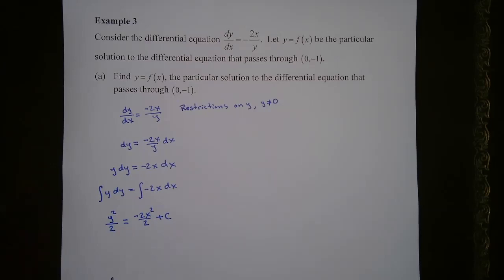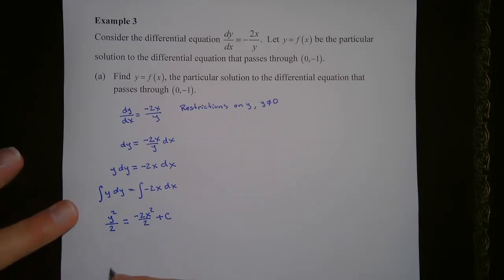Okay, what I'm going to do next is clear out my fractions. So I'm going to multiply both sides of this by 2. If I multiply this side by 2, I'm going to get y squared is equal to, and if I multiply this, I would need to distribute. Now this one, I would multiply by 2 and it would cancel with this denominator of 2. So I'd be left with negative 2x squared.